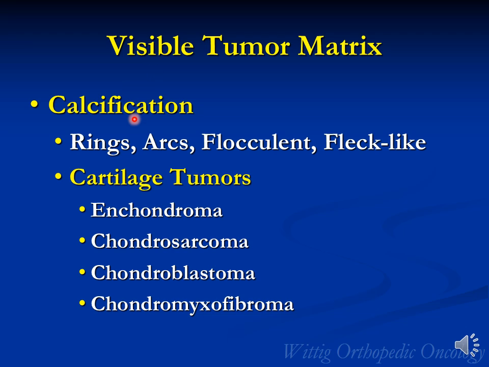So calcification occurs in rings and arcs, flocculent, or fleck-like. It usually indicates a cartilage-type tumor. Enchondromas and chondrosarcomas almost routinely demonstrate ring and arc calcifications. Chondroblastomas and chondromyxofibromas demonstrate calcifications in about 30% of cases, and you may require a CAT scan to detect these calcifications. Likewise, an osteochondroma will usually demonstrate some calcifications in its cartilaginous cap.